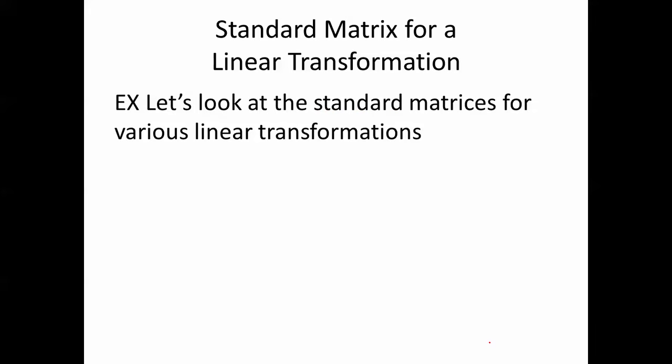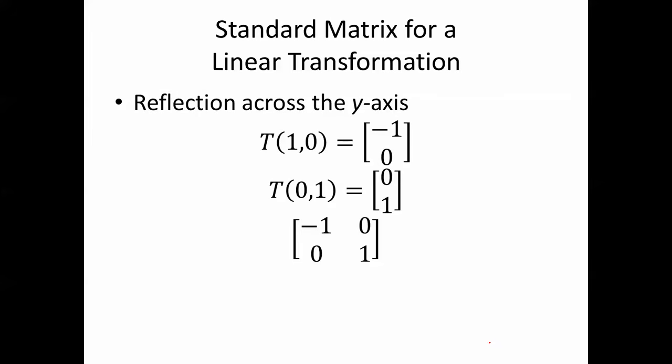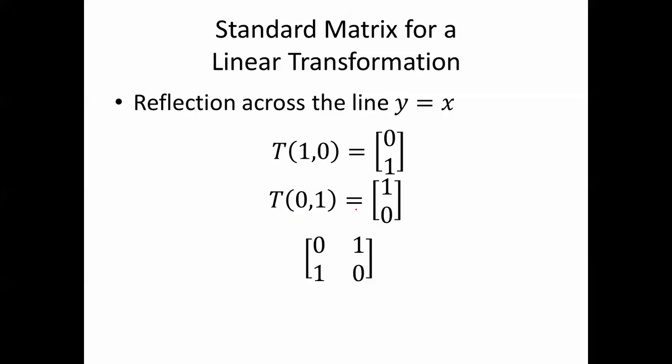Again, let's look at the standard matrices for various linear transformations. How about reflection across the y-axis? T of 1, 0, reflected across the y-axis, is going to be negative 1, 0. T of 0, 1 just stays 0, 1 when you reflect it across the y-axis. So we end up with negative 1, 0, and 0, 1. That's our matrix. Reflection across the line y equals x: 1, 0 ends up at 0, 1, and 0, 1 ends up at 1, 0. So that's our matrix, 0, 1, 1, 0.